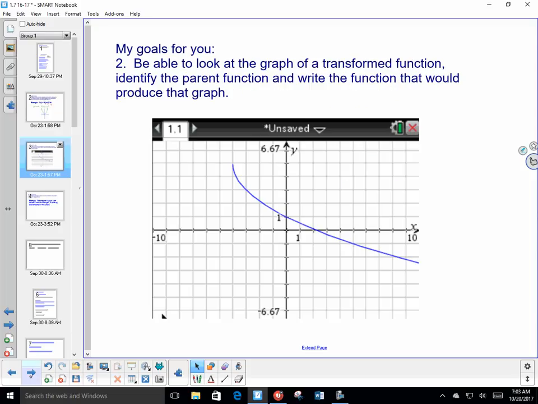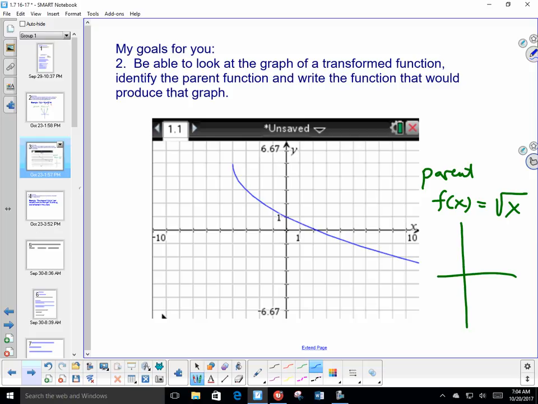My second goal for you is to be able to look at the graph of a transformed function, like this example here, be able to identify the parent function, and to be able to write the function that would produce that graph. So looking at this, I'm hoping that you would be able to say, by the end of this lesson, that looks like a square root function was the parent function. So parent function in this case is f of x equals square root of x.